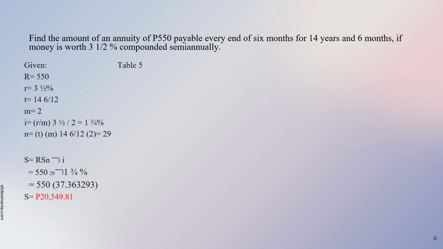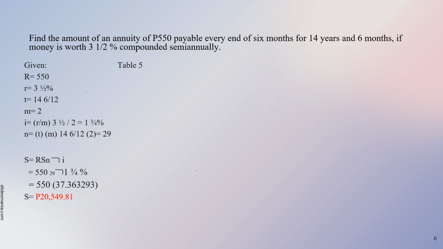So let me give you an example. Find the amount of an annuity of 550 pesos payable every end of 6 months for 14 years and 6 months if money is worth 3.5% compounded semi-annually. So our given R, which means the periodic payment, is 550 pesos.